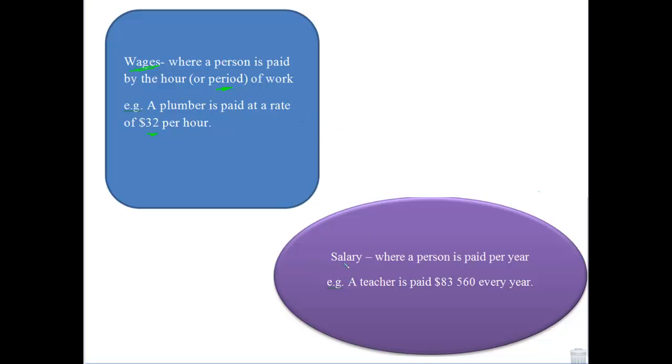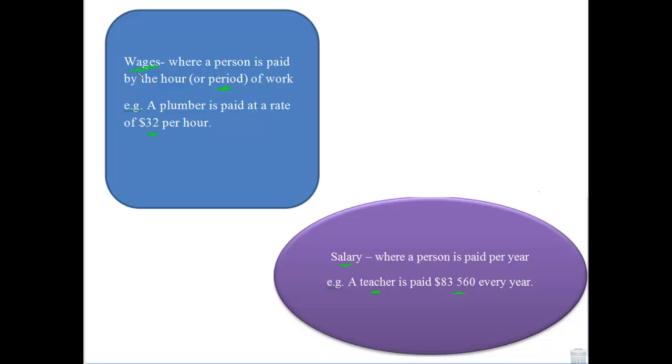Now we compare that to a salary. A salary is where a person is just paid a certain amount for a whole year's worth of work. A teacher is an example of that. A teacher may be paid, say, $83,560 every year. What that means is that no matter how many hours they work, that's how much they'll get paid. A lot of people in management are similar to that. Because their hours will be different depending on the weeks they work, they get paid a salary. It doesn't matter how many hours a week they work, they'll get paid the same amount each year.